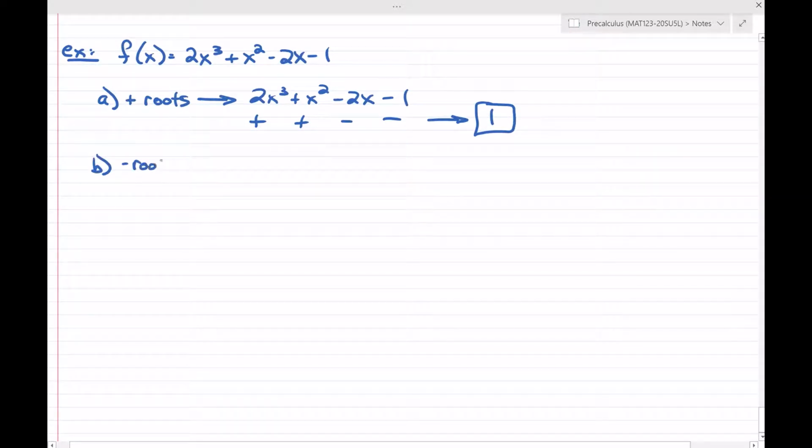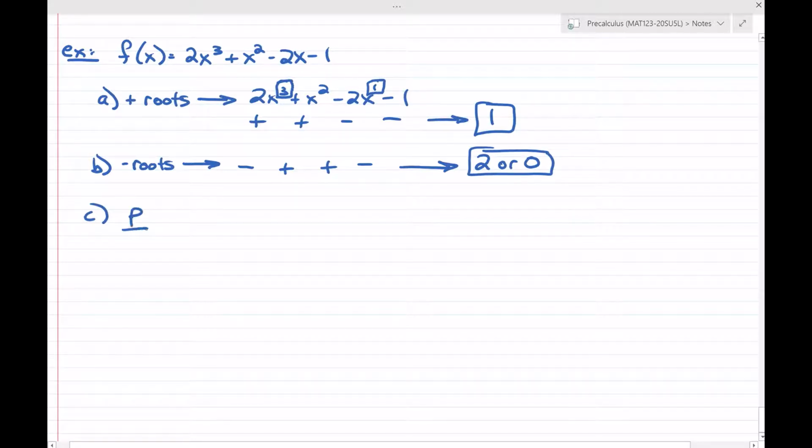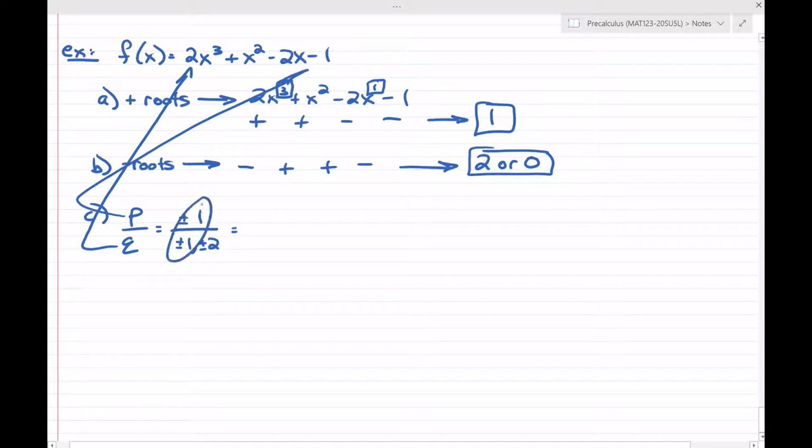For negative roots, we're going to change the odd powers. So this is odd, this is odd. So I'm going to treat it like negative 2, positive 2x. And it looks like we have 2 changes. So we're going to say 2 or 0. When we're looking for possible roots, p over q's, factors of 1 are plus or minus 1. Factors of 2 are plus or minus 1 and plus or minus 2. So we have to write all these combinations. We're going to write 1 over 1 and 1 over 2.